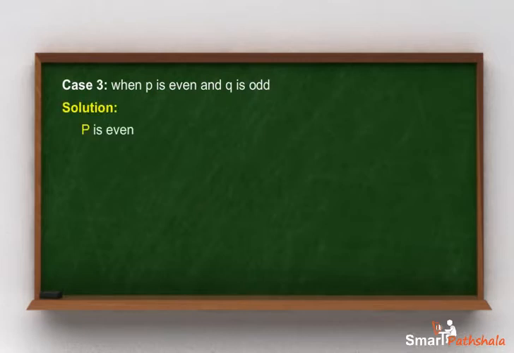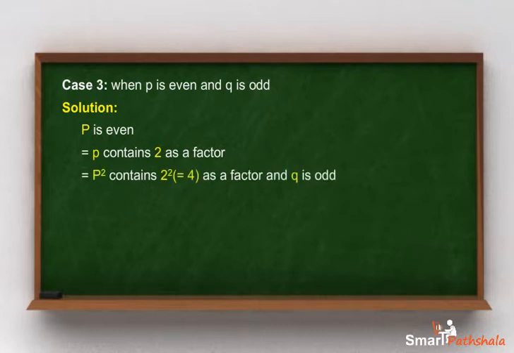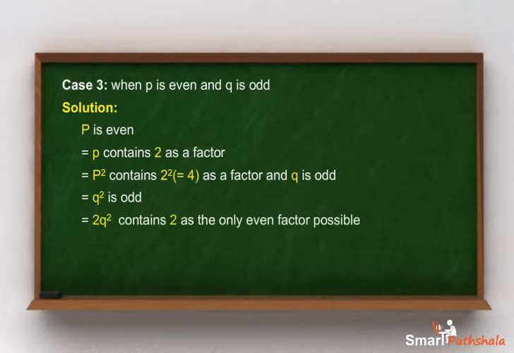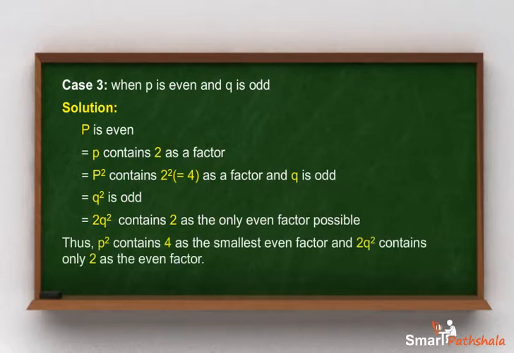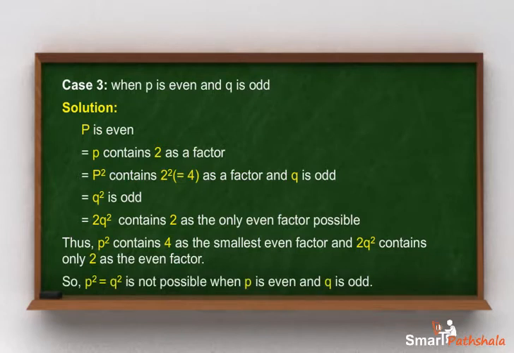Solution. P is even implies p contains 2 as a factor, so p square contains 4 as a factor, and q is odd implies 2q square contains 2 as the only even factor possible. Thus, p square contains 4 as the smallest even factor and 2q square contains only 2 as the even factor. So, p square is equal to 2q square is not possible when p is even and q is odd.